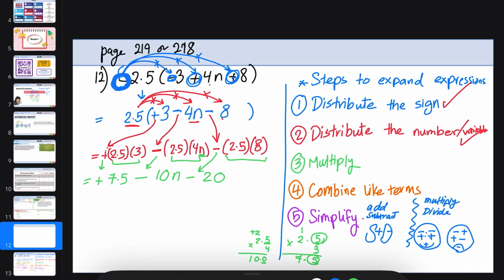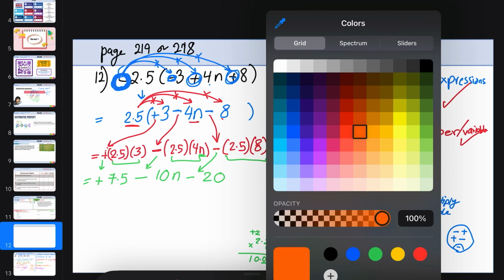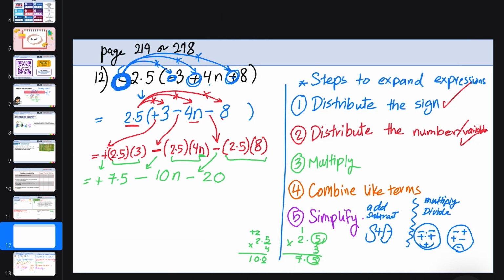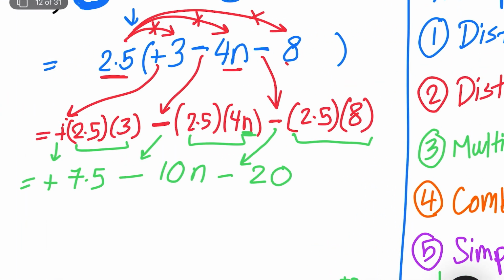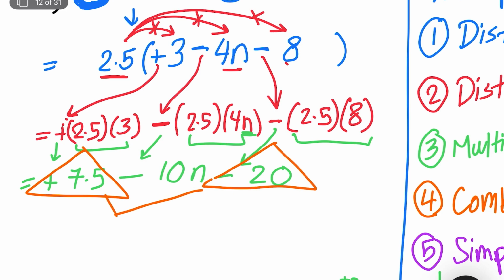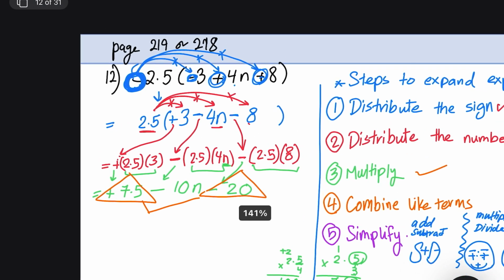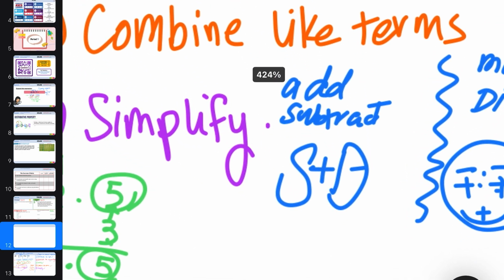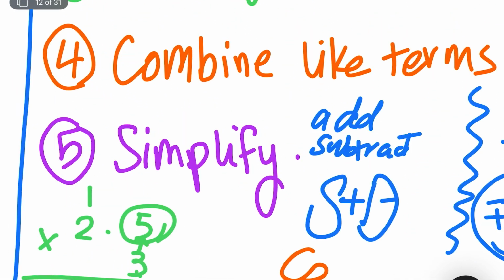I can go ahead and check out if I can do the next part, which is combine like terms. Look at the expression, the green one. Do I have any like terms to combine? Yes, I have positive 7.5 and I have negative 20. I can combine them using which rules? Smiley face or SATs? SATs. Again, combining means addition or subtraction, depends.